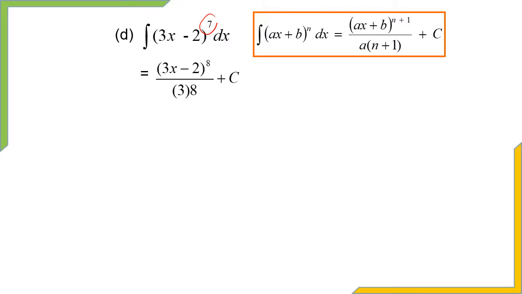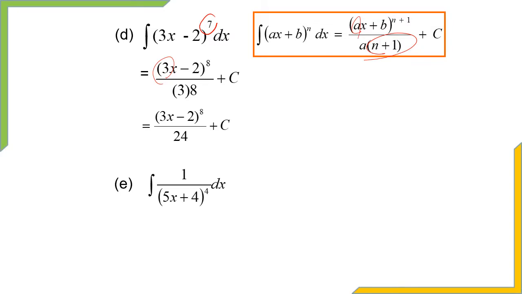And then the power will change by plus 1. So, 7 plus 1 is 8. And divide by the 8 itself, and then the coefficient of x, which is a. So, what is the coefficient of x? Here it is 3. So, we have to divide by 3 also. So, the denominator will be 24. So, 3x minus 2 all to the power of 8 divided by 24 plus c.